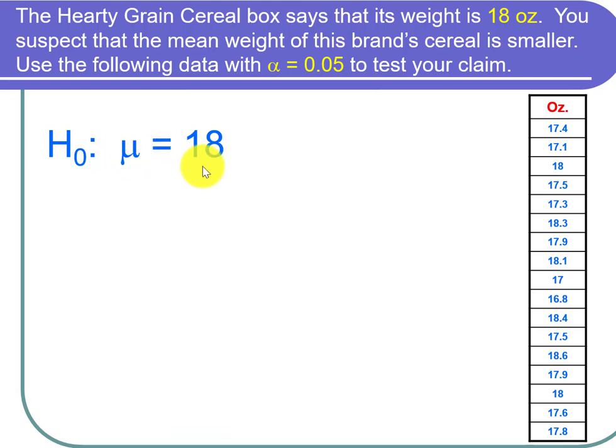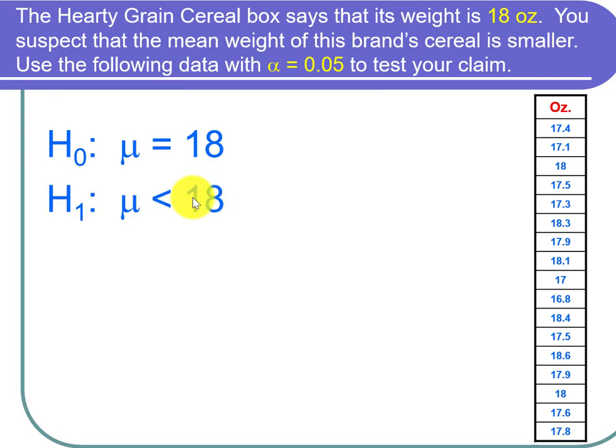Now I write my alternative hypothesis. And the alternative hypothesis is what we think is right. So H1 colon, and now we think that the mean weight is smaller. Smaller is a less than sign. So H1 colon mu is less than 18. We want to test this hypothesis.